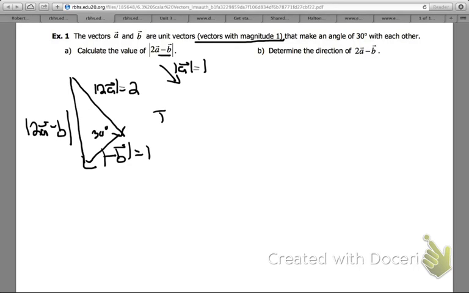This comes from our triangle law. Then we are going to use our cosine law to find what our magnitude of 2a minus b is. So I'm just going to write this out.